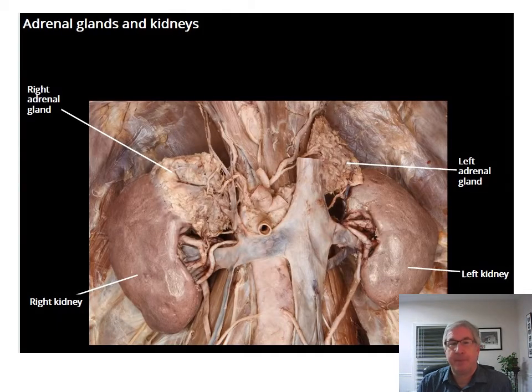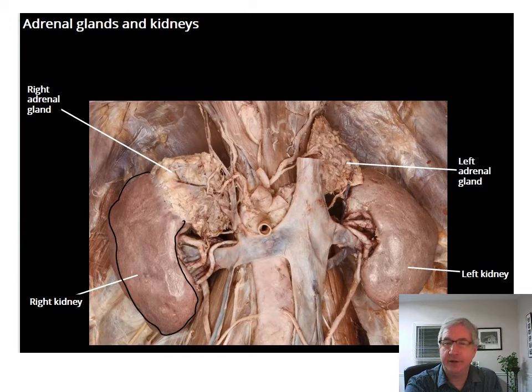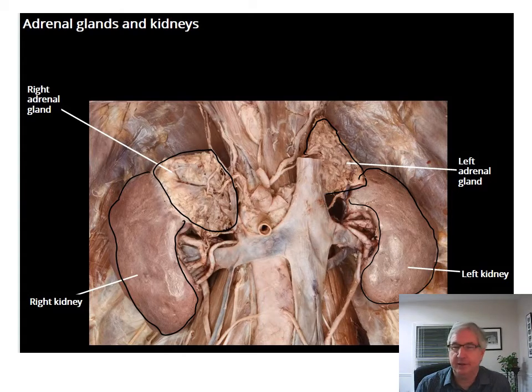Next slide. The adrenal glands, here's a dissection of a cadaver. So here's a kidney, and here's another kidney on this side. So the left kidney there. Here's your left adrenal gland here, and here's your right adrenal gland here. So that's where they are, sitting on top of the kidneys, kind of like a little hat sitting on top of the kidney. All right, next slide.